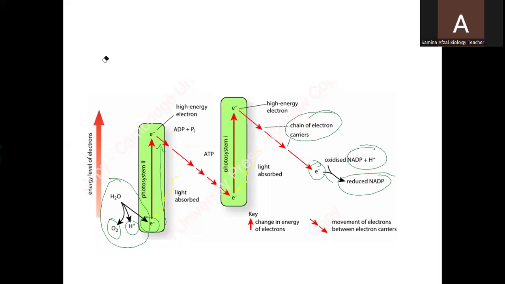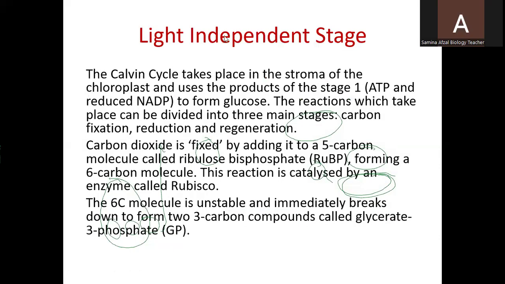So it means formation of ATP takes place in this stage, and formation of reduced NADP also takes place in this stage. Both of them are used for the next stage, which is called the light independent stage. In the light independent stage there is no need of sunlight, only the formation of carbohydrates takes place.